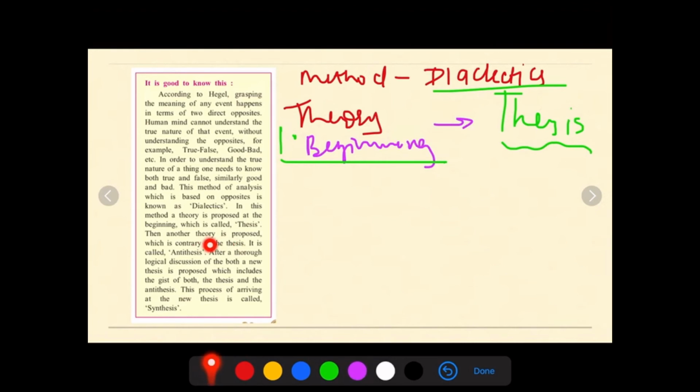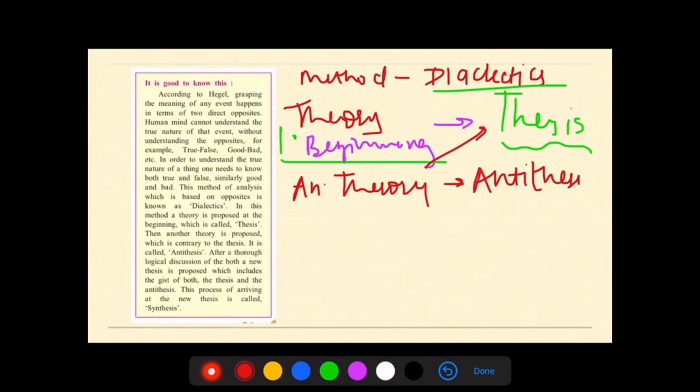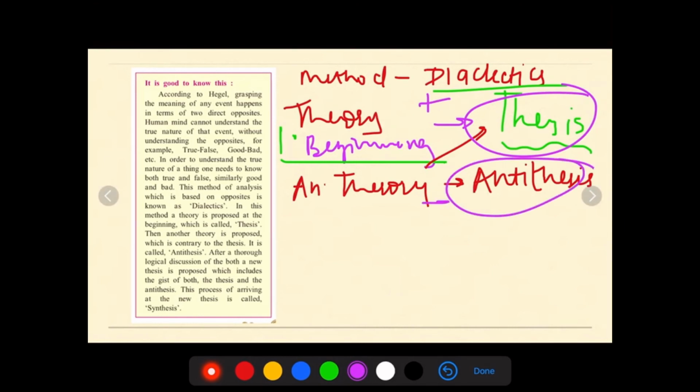Then another theory is proposed which is contrary to thesis, and is called antithesis. Another theory is proposed after proposing thesis, and it is contrary to the thesis. What does this mean? If thesis is on the positive things, then antithesis will be on negative things. If thesis contains the good qualities of a person, then antithesis will contain the bad qualities of the person.